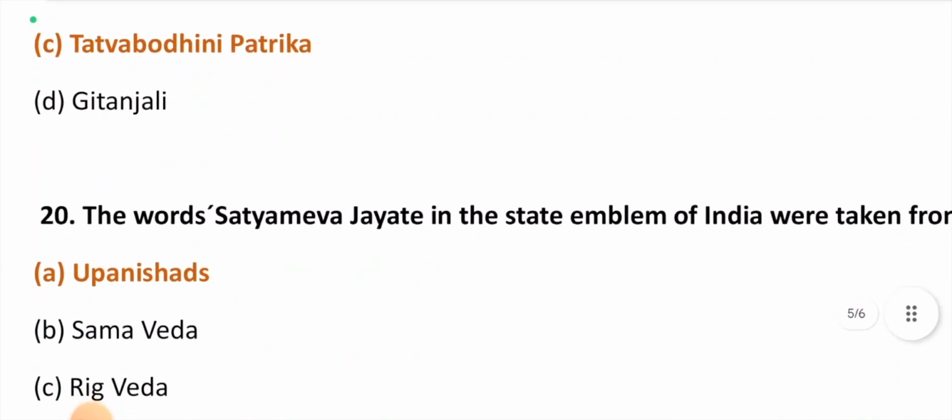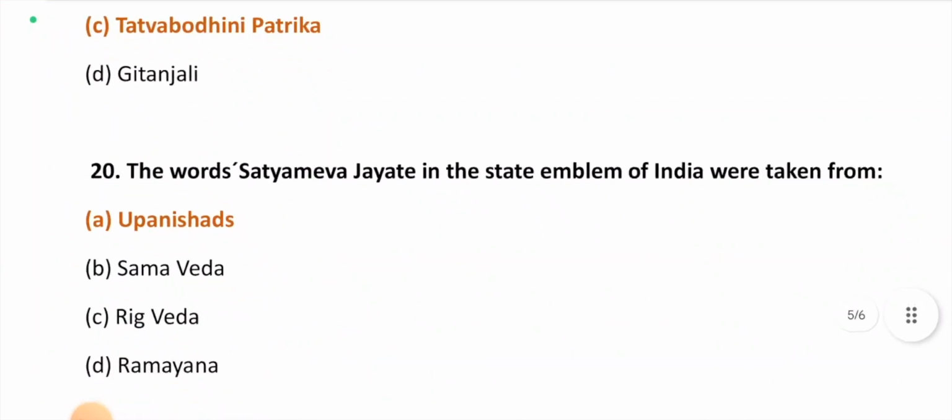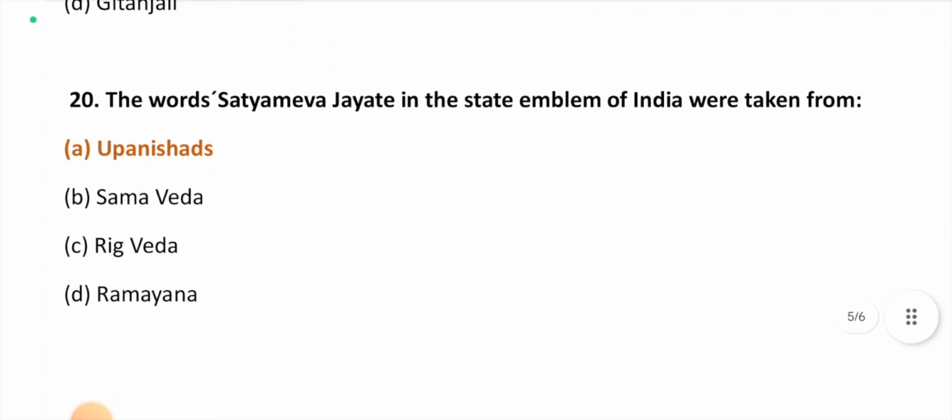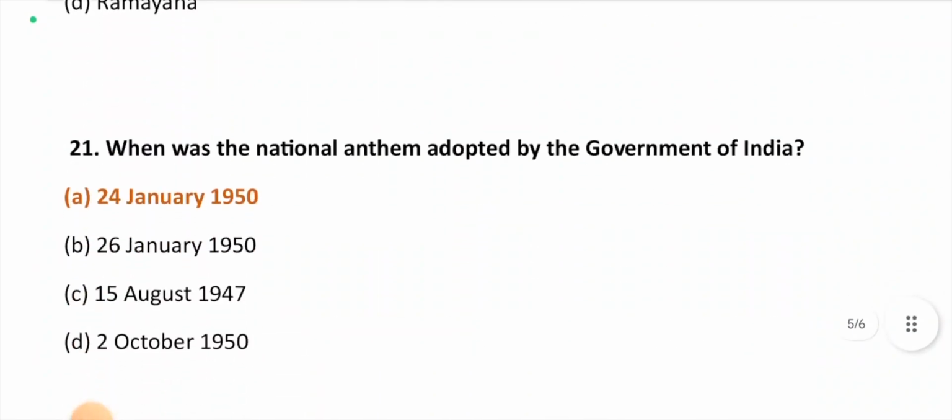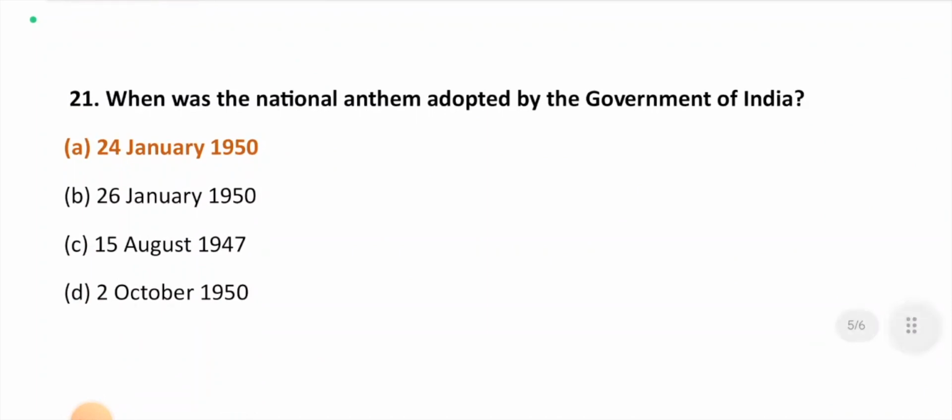20. The words Satyameva Jayate in the state emblem of India were taken from Upanishads. Mundaka Upanishad. 21. When was the national anthem adopted by the government of India? Answer 24th January 1950.